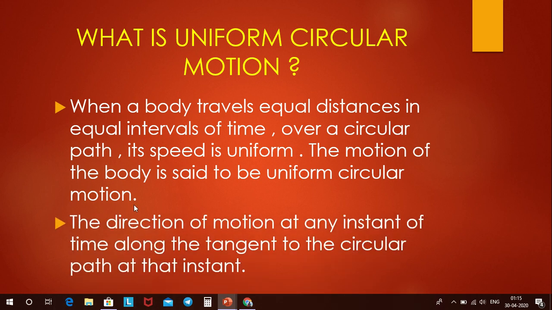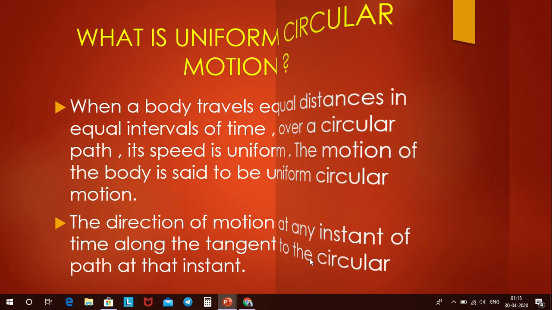Example, we will be seeing the examples with the help of some pictures, but before that you should also know that the direction of motion at any instant of time is along the tangent to the circular path at that instant. Yes, there is a new term, tangent. You must be thinking, what is this tangent? So let us find out.